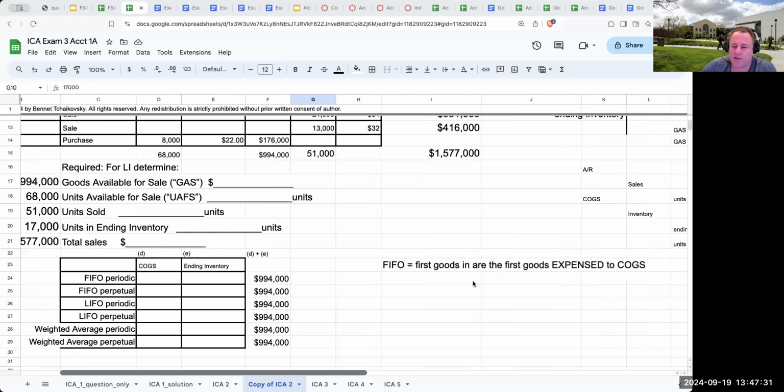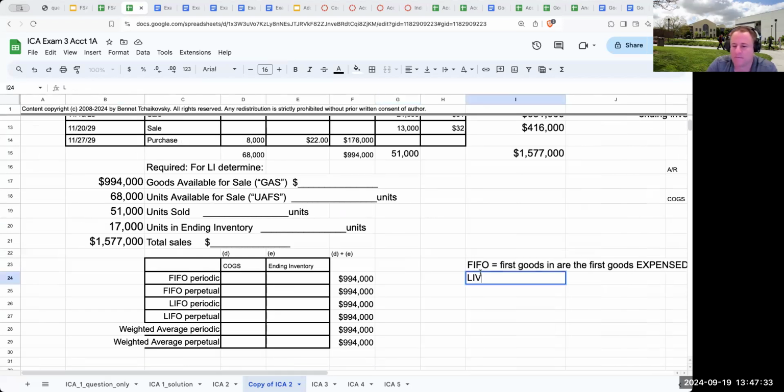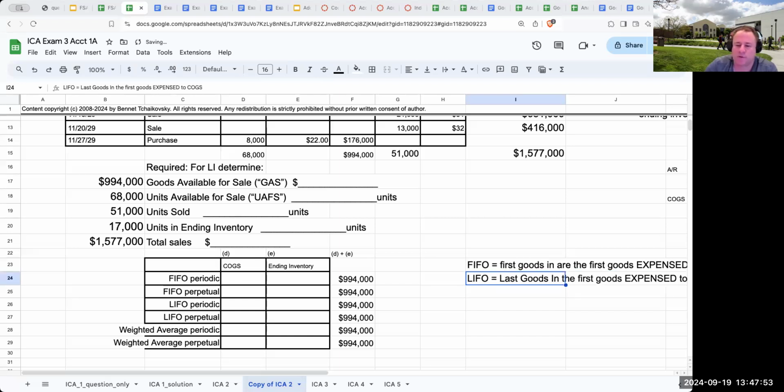Now I have that over here. And now let's go to the next one, LIFO. This is the last goods in are the first goods expensed, last in, first out, the first expensed to cost of goods sold. So last goods in are the first goods expensed, or out, to cost of goods sold.